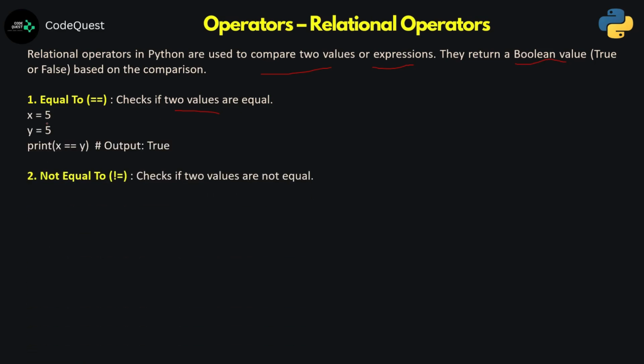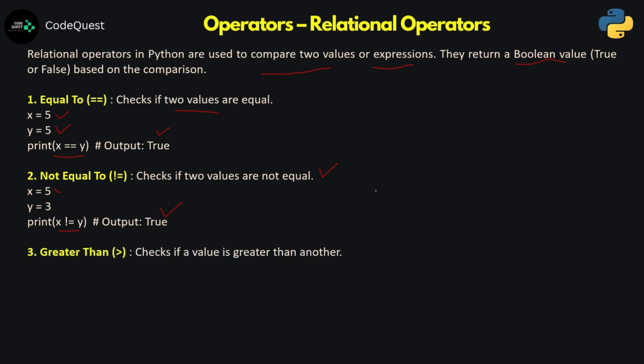Say for example, x equal to 5, y equal to 5. x equal to y gives me a result that is true because both the values are equal. Now when it comes to not equal, we are verifying 5 and 3. When 5 not equal to 3, that gives me a result that is true. So if these two values are not equal, it will return true, otherwise it returns false.